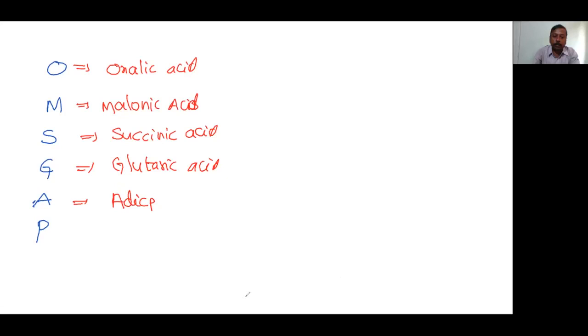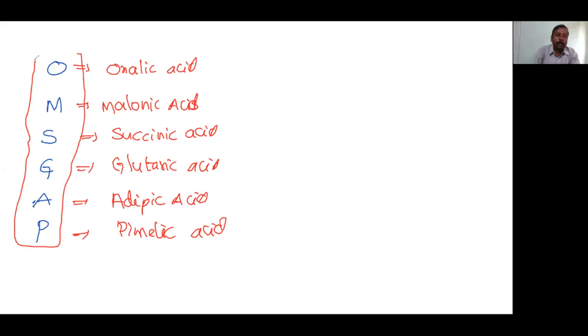Okay, here what does it stand for? Adipic. It stands for adipic acid. And P stands for pimelic acid. So these are the names, and this is the trick to remember them: Ohms gap. Okay, so very important dicarboxylic acids. I think everybody will remember them.